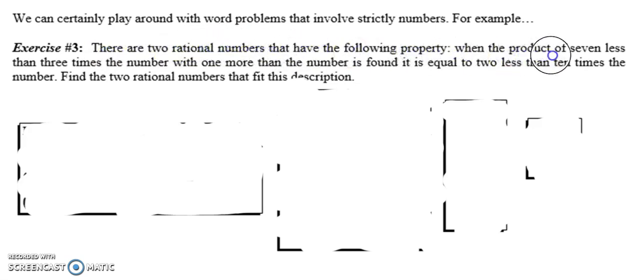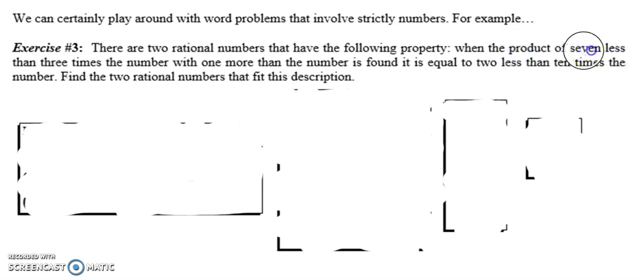When the product of 7 less than 3 times the number with 1 more than the number is found, it is equal to 2 less than 10 times the number. Find the 2 rational numbers. Now when I read all that, you're like, what is he saying? So you have to slow this down and take it piece by piece. The product means multiplying 2 numbers. So what are we multiplying?